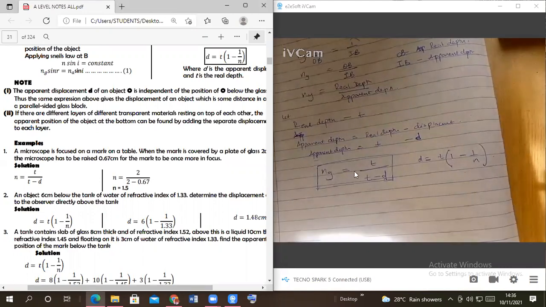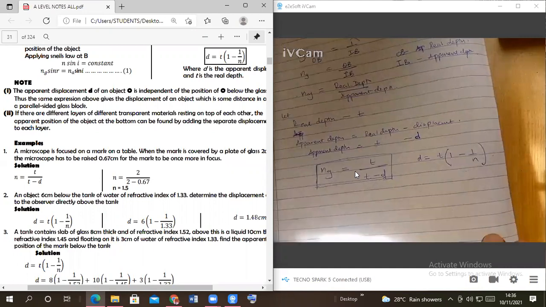If you want to find the apparent position of that object, then you have to get those displacements, but the displacement for each what? For each layer. What are they saying here?